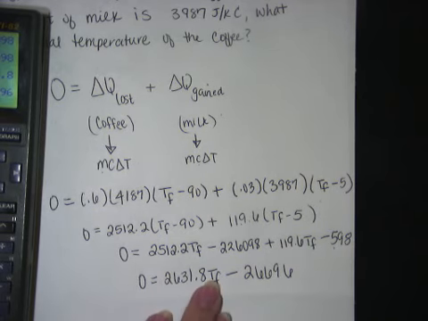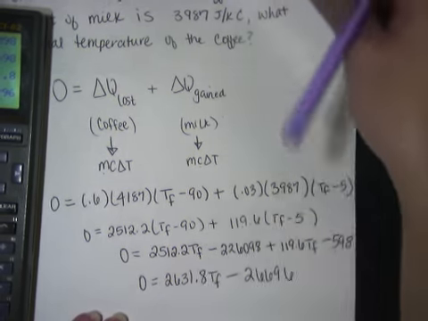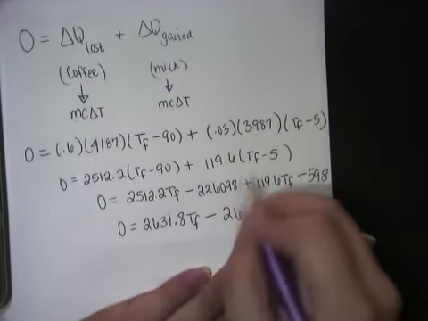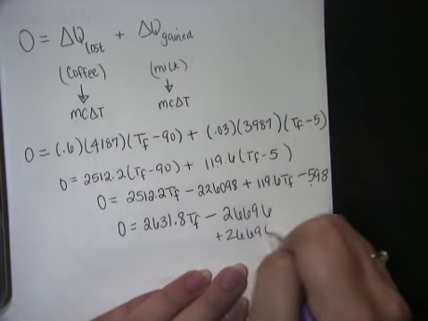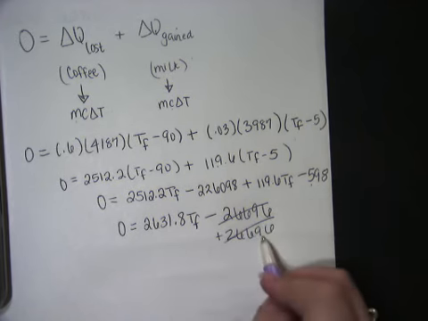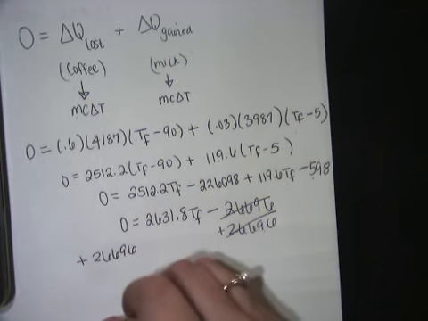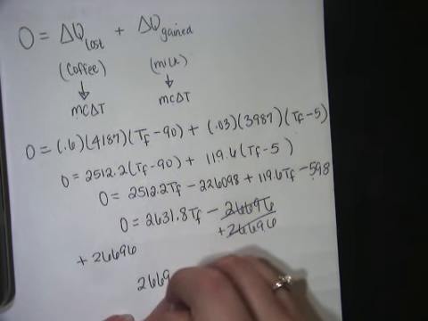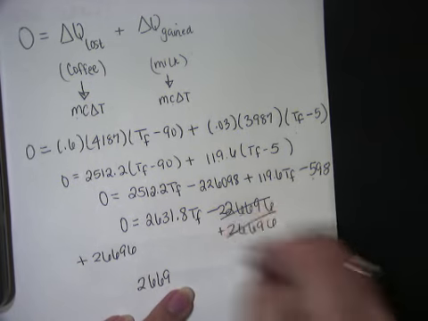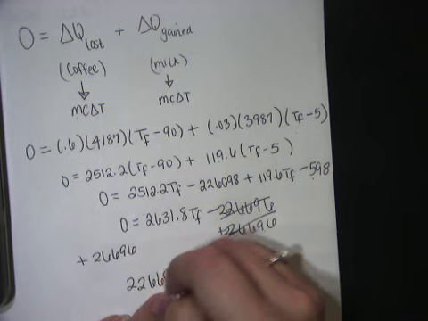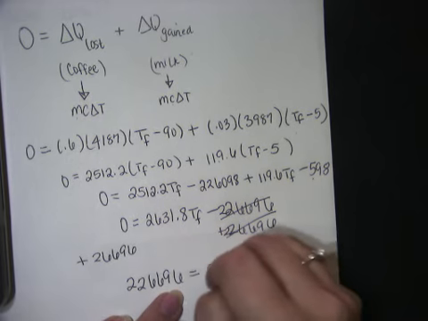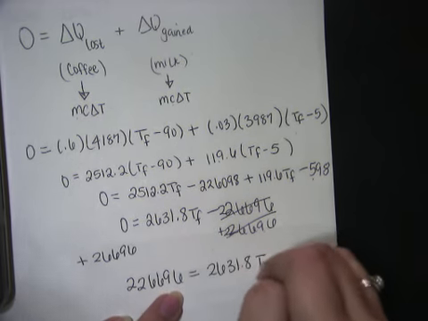All right, remember we're still trying to find that final temperature. So I'm going to isolate this variable by getting rid of this part of the equation. Since it's being subtracted, I'm going to do the opposite, which is addition. This will cancel out, and whatever I do to one side of the equal sign, I do to the other. So I have 226,696 is equal to 2631.8 TF.